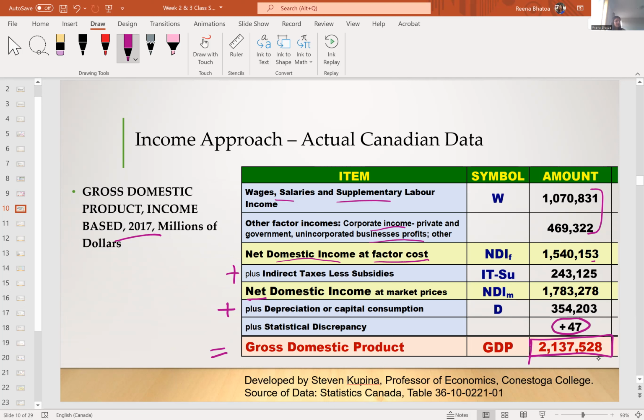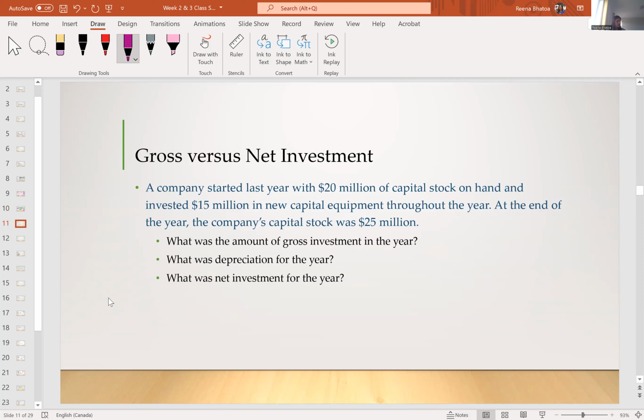Okay, same way if you have to calculate the portion of wages and salaries, wages divided by total GDP times 100 will get you the percentage of wages in GDP, percentage of taxes in GDP, like that. Okay, so that is the income approach.